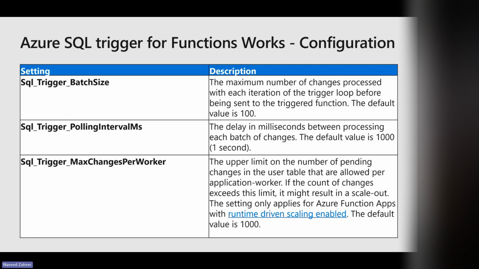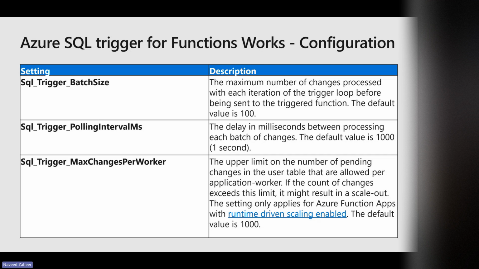Second is the trigger polling interval in milliseconds. This is how it polls. Remember, I said that this is a polling that is happening, checking the table for any changes. That is something you can configure. So 1000 milliseconds, or 1 second, is the default. You can change it if you want.